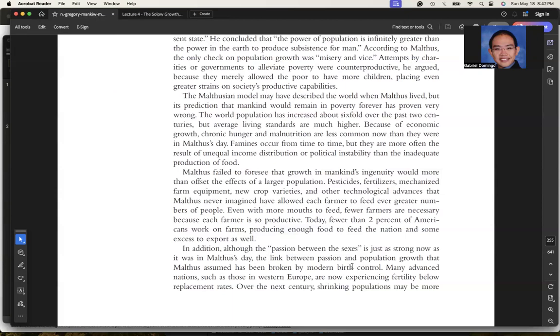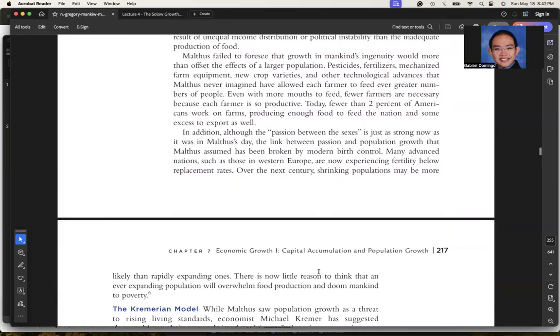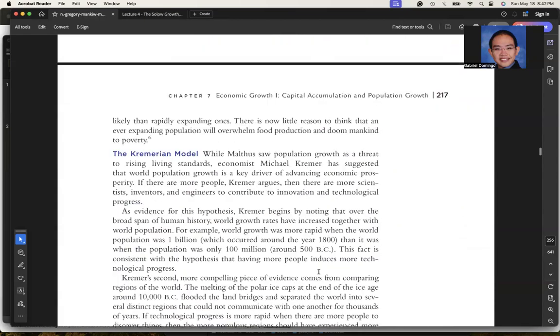Those are the two shortcomings: the failure to think about the growth of efficiency here, mankind's ingenuity to come up with new ideas, and second, the population growth will not grow as fast as it had before. Over time, in fact, there's a tendency for the population growth rate to fall as economies develop.